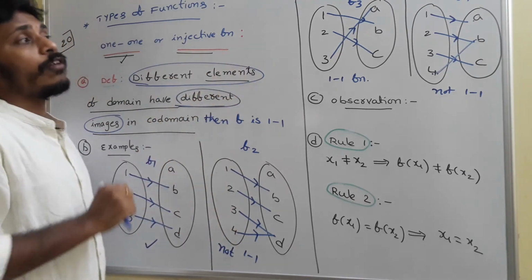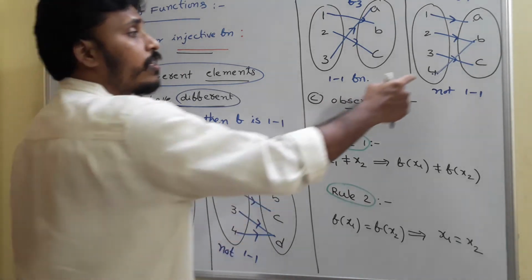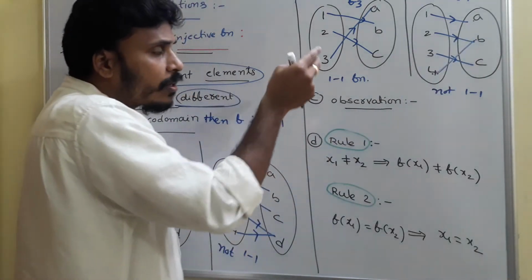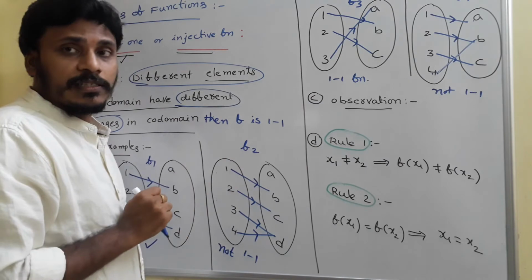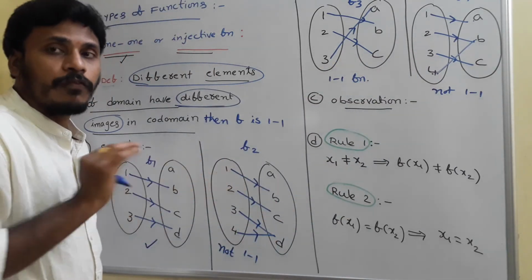But when you think about the fourth function, here there is no such chance. See, here 4 is just mapped to B. You don't have any other element in the second set. In those cases you don't have a chance to make 1-1 functions.